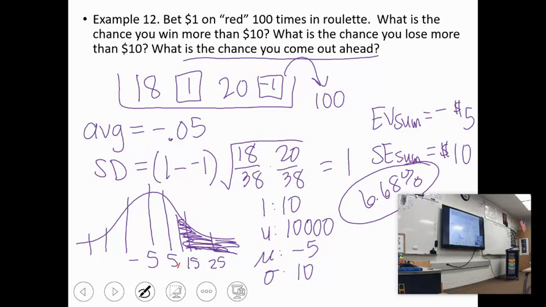So the lower bound would be what? Just 0. Yeah, but it is finding what's above 0, so it's not including 0. Anyway, so the lower bound 0, upper bound's 10,000. Keep the mean -5, SD 10. And what are the chances you come out ahead? 30... 31% chance, so a little less than a third that you would come out ahead playing roulette this way, okay?